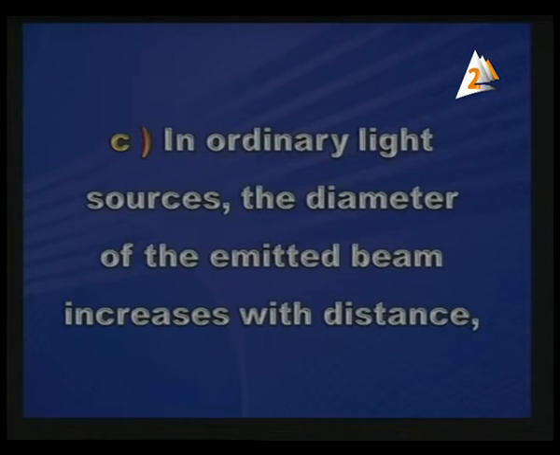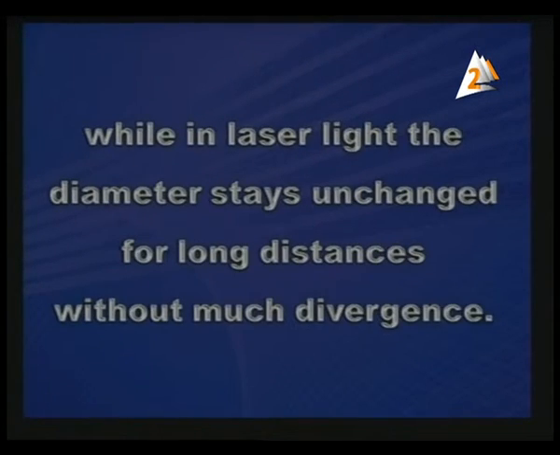Third method to differentiate between normal light and laser. In ordinary light sources, the diameter of the emitted beam increases with distance. While in laser light, the diameter stays unchanged for long distances without much divergence.